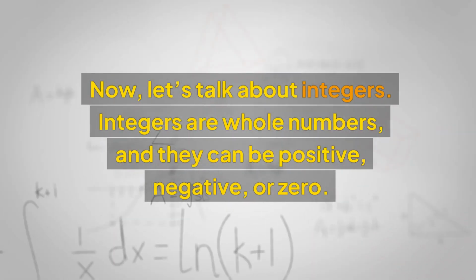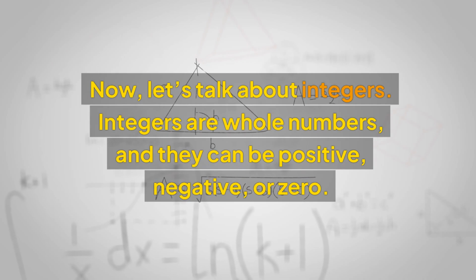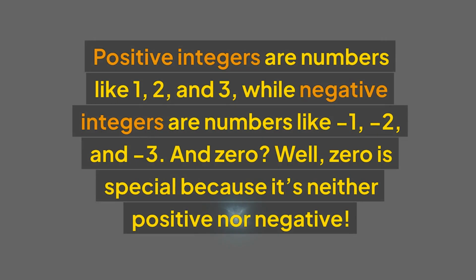Now, let's talk about integers. Integers are whole numbers, and they can be positive, negative, or 0. Positive integers are numbers like 1, 2, and 3, while negative integers are numbers like -1, -2, and -3. And 0? Well, 0 is special because it's neither positive nor negative.